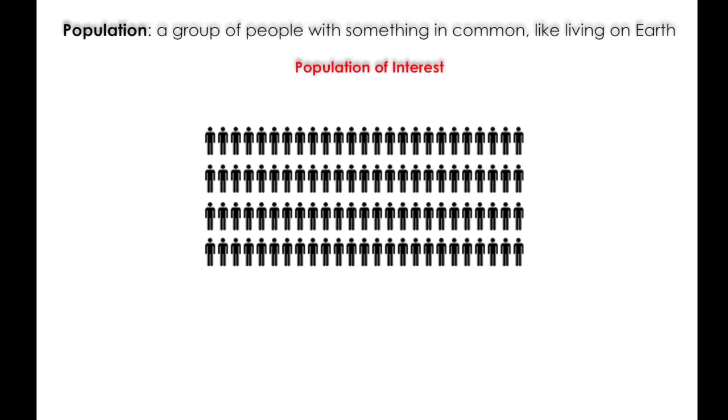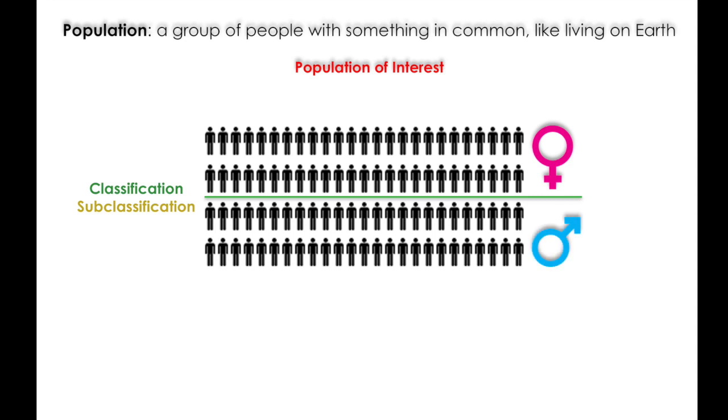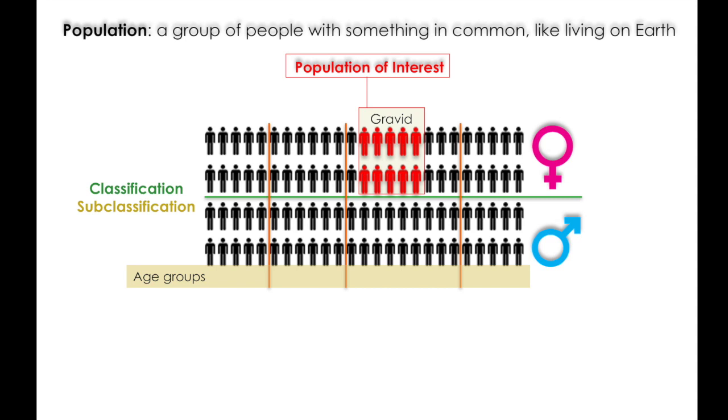To find the population of interest, we need to classify or subclassify the population, for example, by gender or by different age groups, or people who share a condition like being pregnant. By this, we narrow down the population of interest to be able to focus on a group of people who might be at a specific risk.